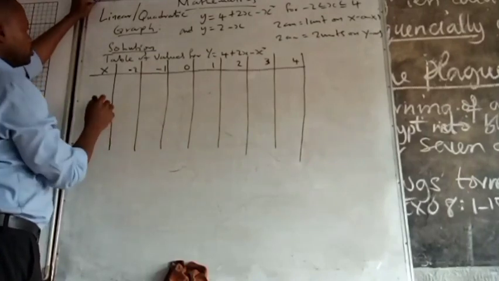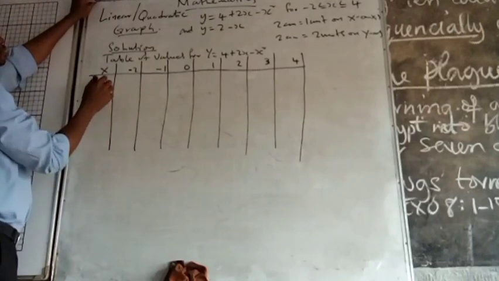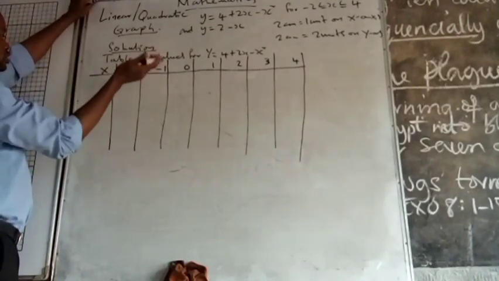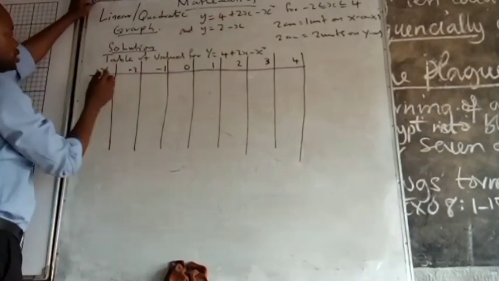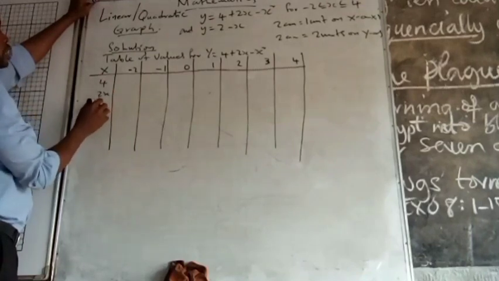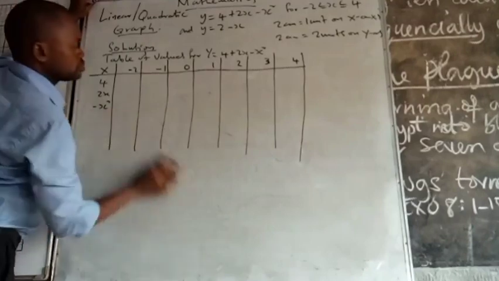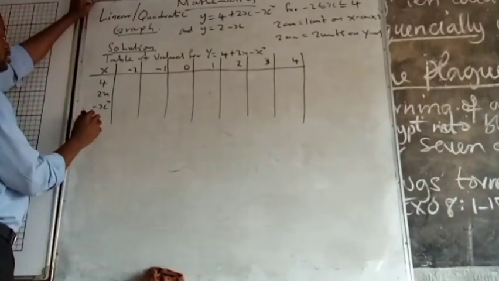What's the first term we have there? It's the constant, right? You might choose to rearrange them, but you can also choose to write it as it is. We have y equals 4 plus 2x minus x squared. So you write the 4 here, write 2x, and then minus x squared. And then finally, the y value.